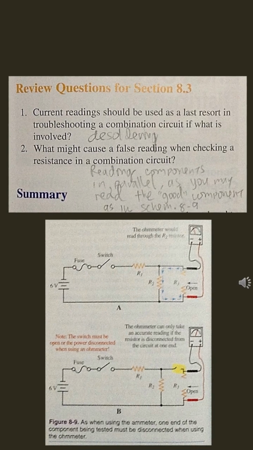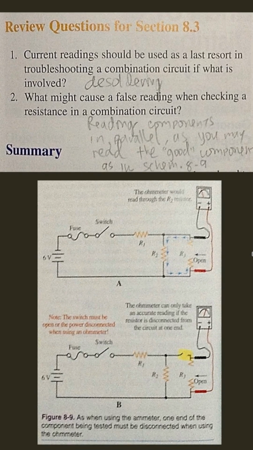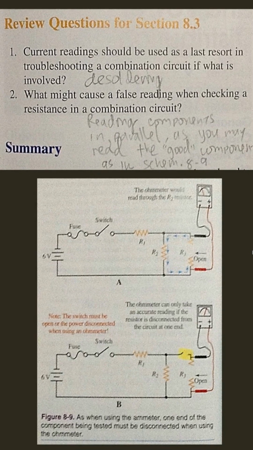Review questions for 8.3. Number 1: The current readings should be used as a last resort in troubleshooting a combination circuit if what needs to happen? And that is desoldering, which could damage components and complicate troubleshooting. Number 2: What might cause a false reading when checking a resistance in a combination circuit? And the answer is reading components in parallel, as you may read a good component, as in figure 8-9.